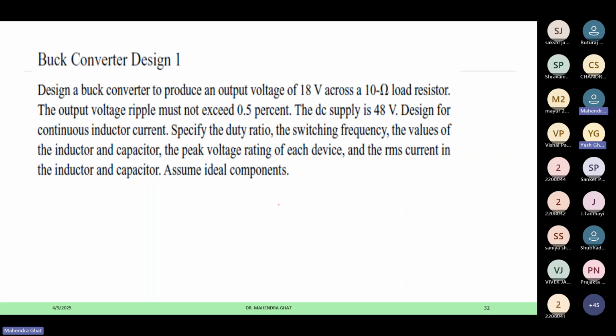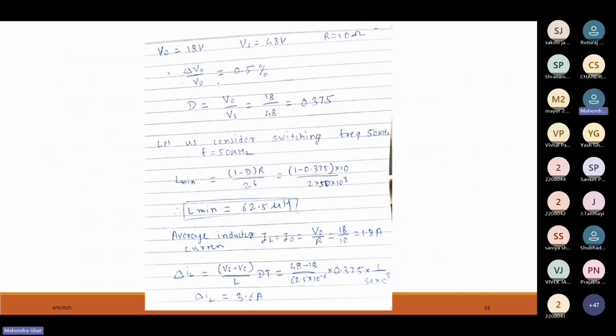Okay. So for the remaining people, I will just show the one solution which I have derived. We will go through the solution, and after this lecture, at least try with different values. Like he said, he used 100 kilohertz, so you can use a different switching frequency and try to solve it. Okay. So this was what we were talking about.